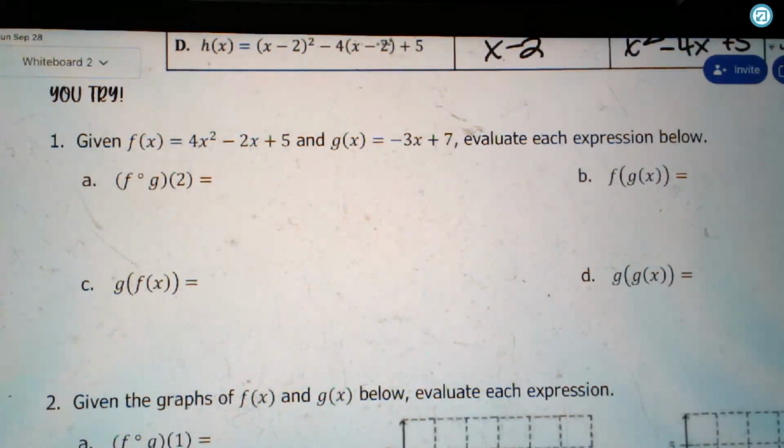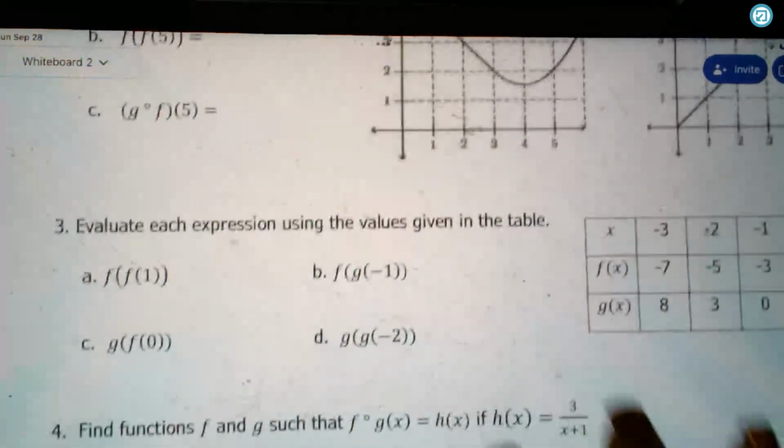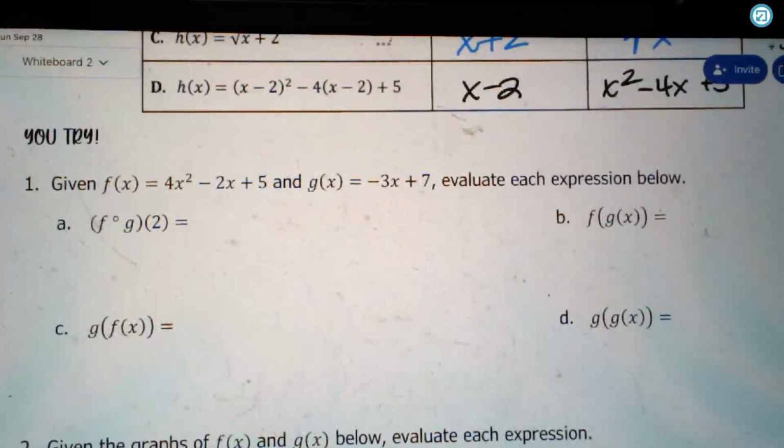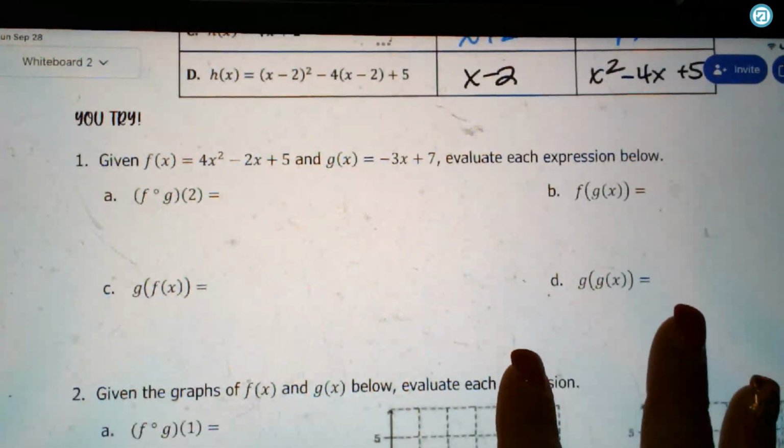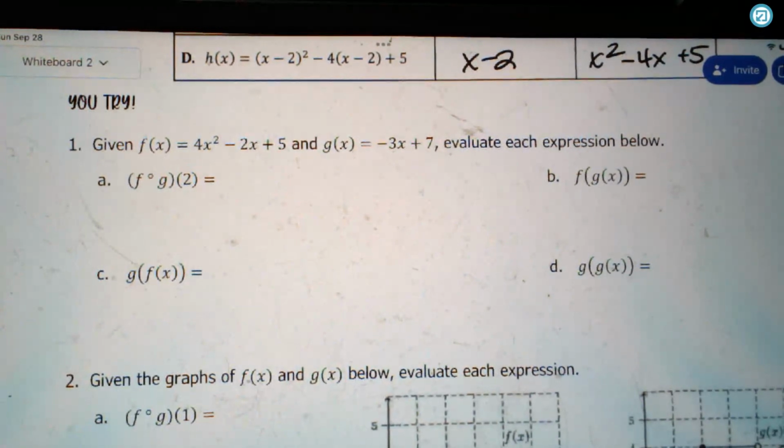All right, so we're going to pause the video here. You're going to pause my video here for about 5 minutes, and you're going to try all of these examples for me. Actually, I'll stop the video here. So you're going to work on these Try-Its first.